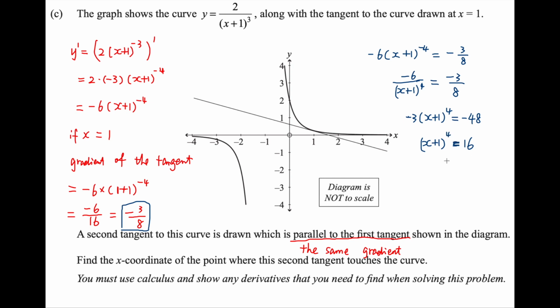And which number to the power 4 equals 16? 4 is an even number, so x plus 1 should be positive and negative 2. And then x should equal, when x plus 1 equals 2, so x equals 1. When x plus 1 equals negative 2, so x should equal negative 3. So find the x coordinate of the point where this second tangent touches the curve. So our answer is x equals negative 3. This is the second tangent and it touches at x equals negative 3 on this graph. So you can see here. Okay, so this is for our question C.